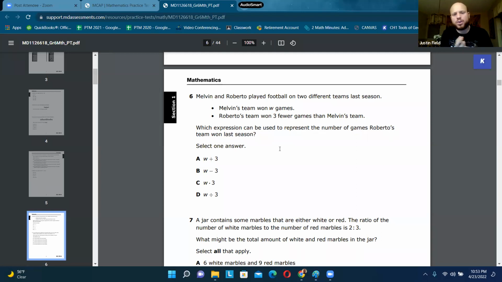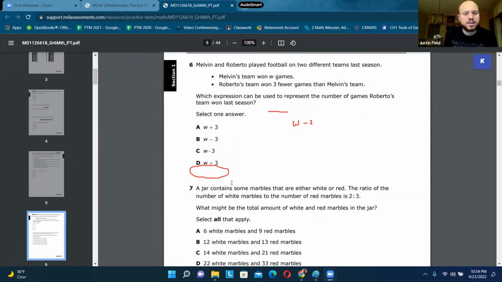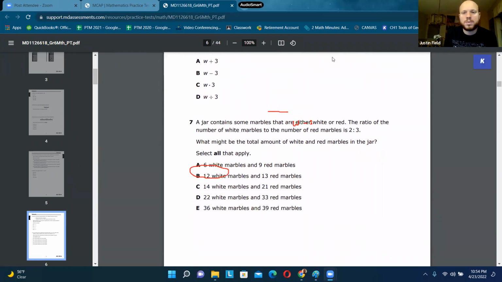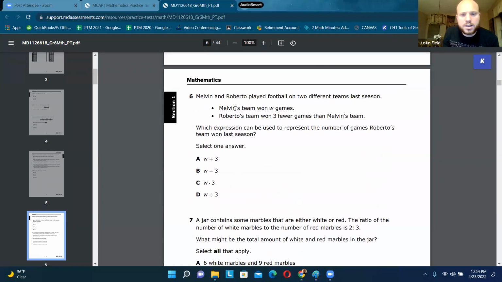Melvin and Roberto played football on 2 different teams last season. Melvin's team won W games, a letter. Roberto's team won 3 fewer than Melvin's. Would that be W minus 3? Which expression can be used to represent the number of games Roberto's team won? Wow, I got it. W minus 3. Because 3 fewer means we're going to subtract 3. If Melvin won 9 games, Roberto won 3 fewer, that would be 6. 9 minus 3.